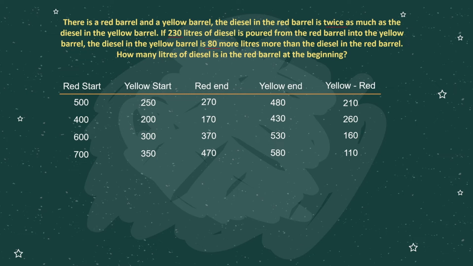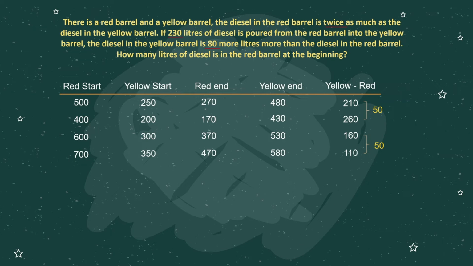Now, before we move to 800 as our next guess, let's review our guesses. Take a look at the last entry. We have increased our guess of the red barrel by 100, and the difference between the yellow and the red at the end has been reduced by 50. We saw the same thing when we decreased our guess from 500 to 400. In that case, we have increased the difference by 50. Similarly, going from 500 to 600 decreased the difference by 50.